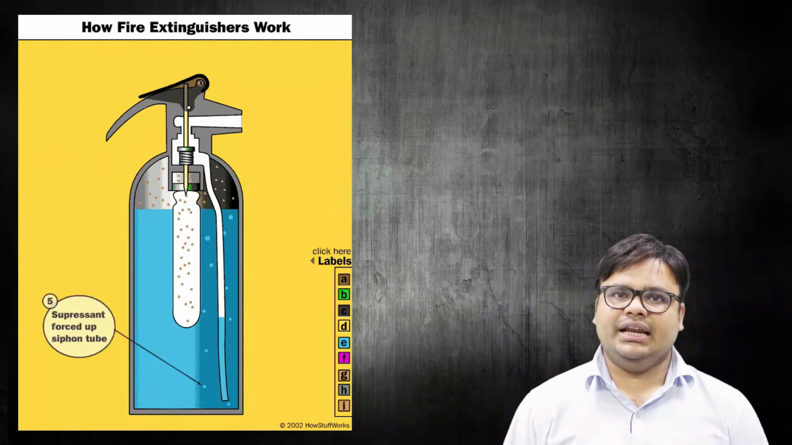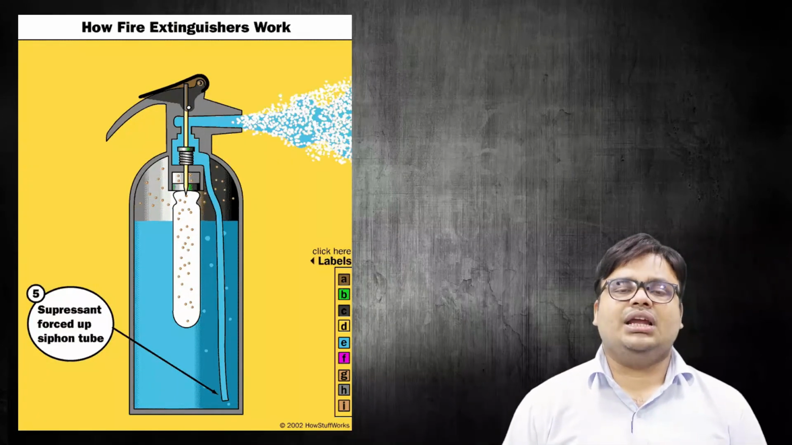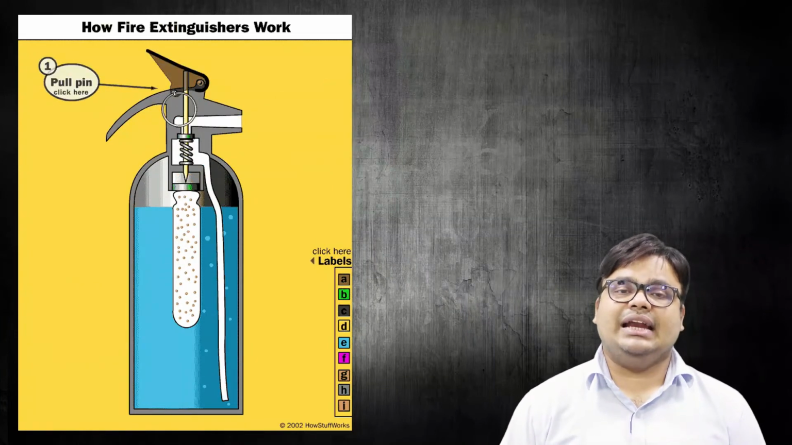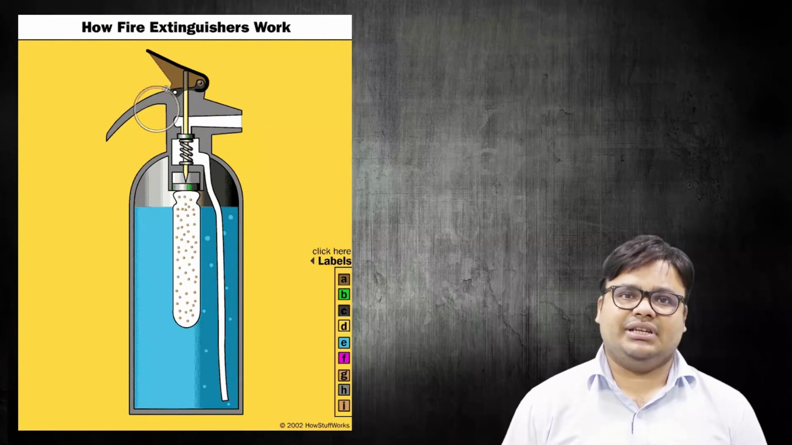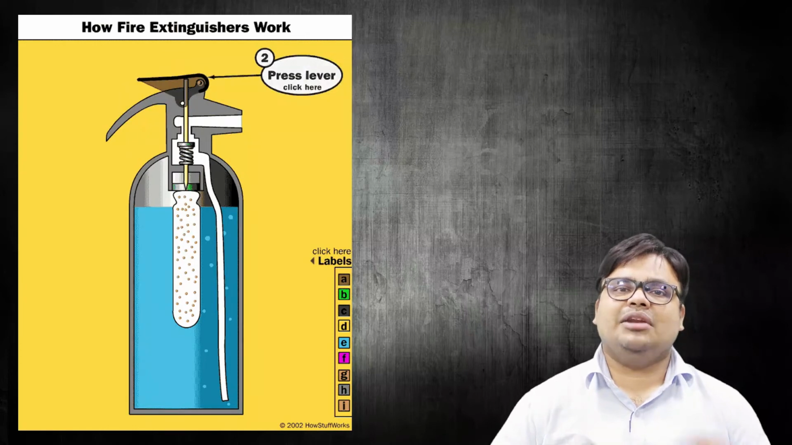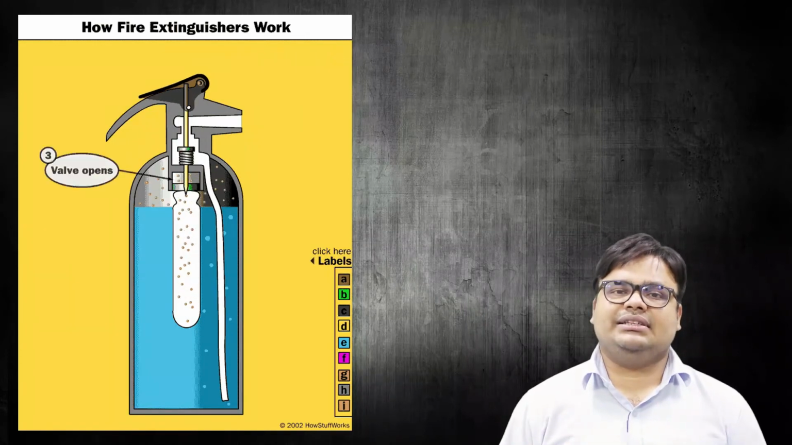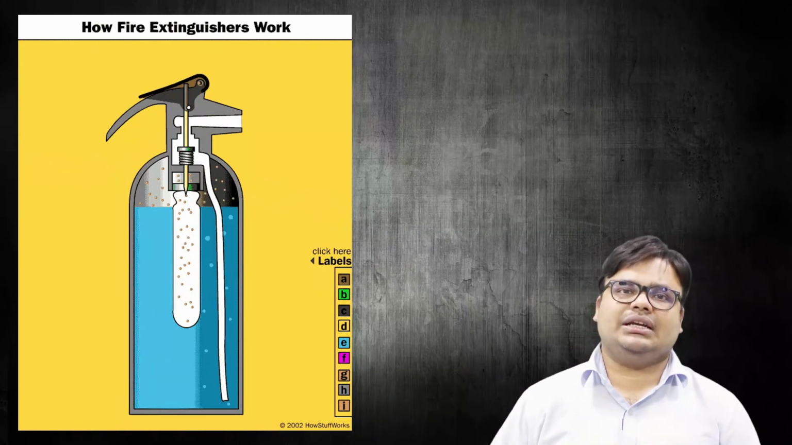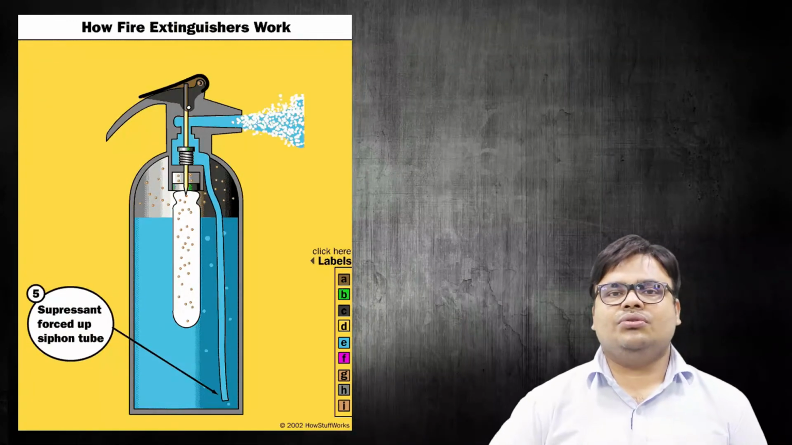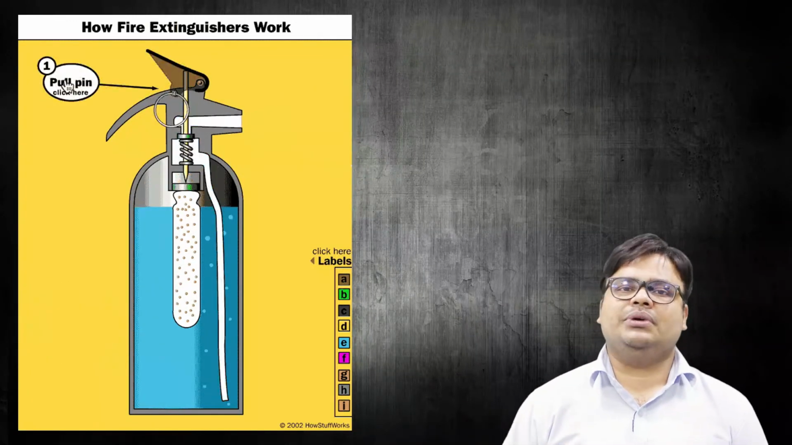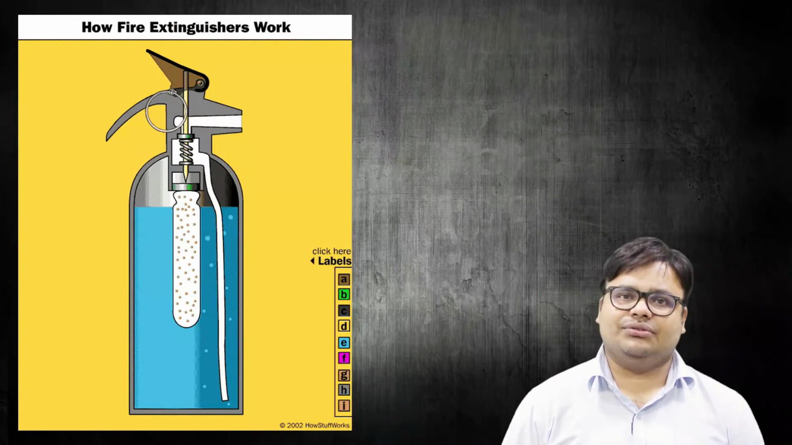Once we push the trigger, it punctures the particular small cylinder present inside the fire extinguisher with high pressurized gas, and that gas pushes out all the materials inside the fire extinguisher, as per the class of fire extinguisher, to the outside through the siphon tube, and like this our fire extinguisher works.